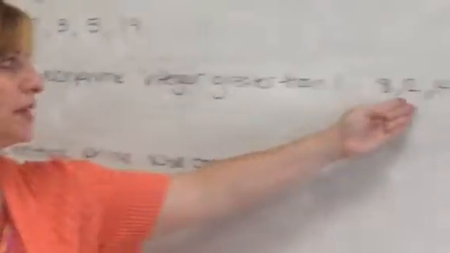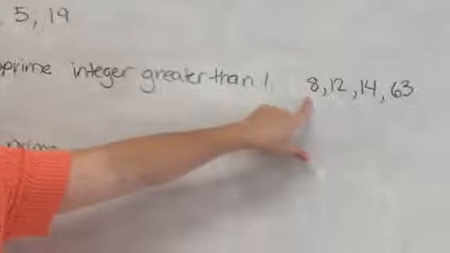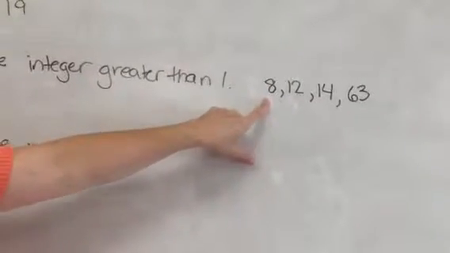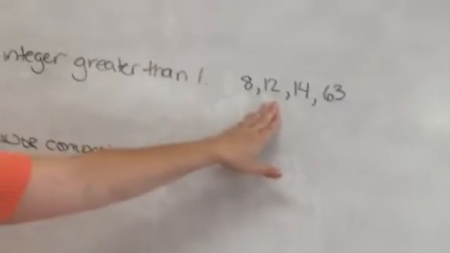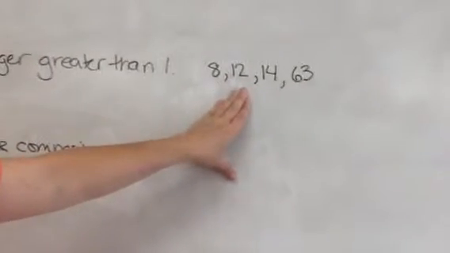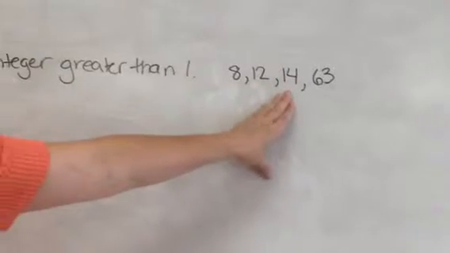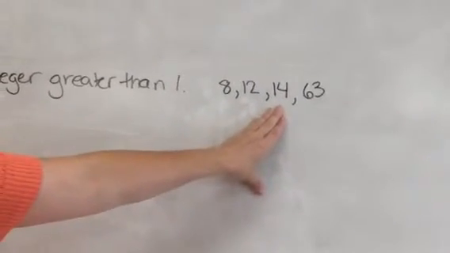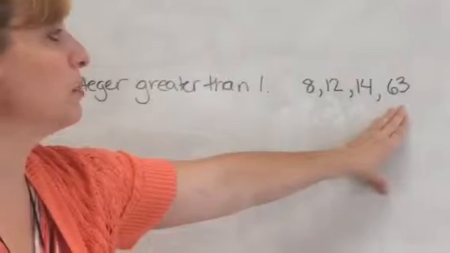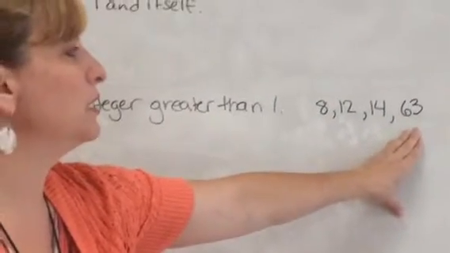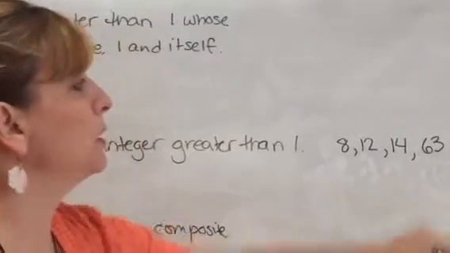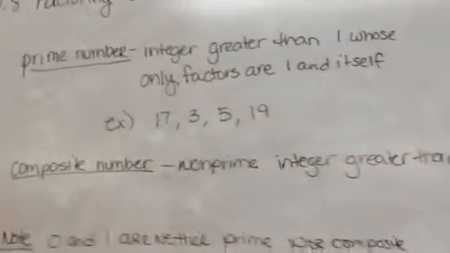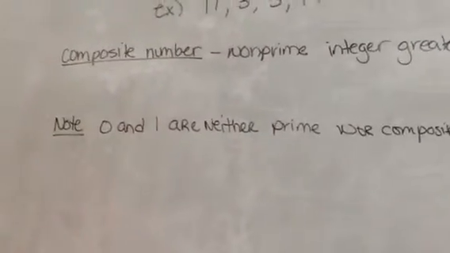I gave you examples of 8, 12, 14, and 63. The factors of 8 are 1 and 8, but also 2 and 4, so it has other factors besides 1 and itself. The factors of 12 are 1 and 12, 6 and 2, 4 and 3. The factors of 14 are 1 and 14, and 2 and 7. And the factors of 63 are 1 and 63, and 7 and 9, and also 3 and 21. So those are composite versus prime. Composite numbers have more factors than just 1.